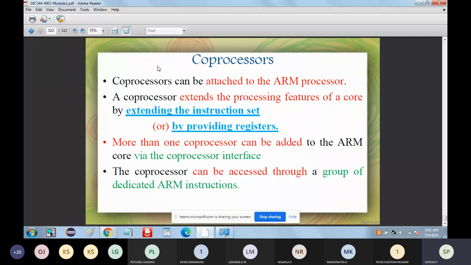That is cache and tightly coupled memory, the memory management unit, and the coprocessor. These are the things you should know. Anybody having any doubt? Whatever assignment questions have been given, start writing them so that it will be useful for your test and IA also. Those are the questions I am going to give for your IA. It will cover the entire syllabus of your first module.